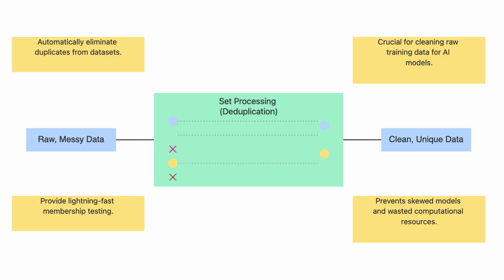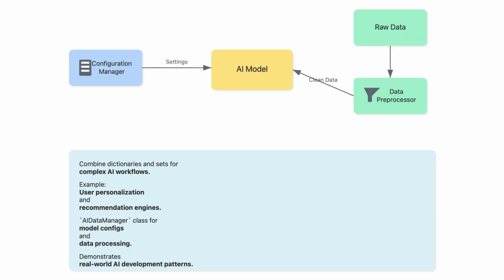By using sets, you ensure your model sees a diverse and unique set of examples, leading to better learning outcomes. Ultimately, leveraging sets prevents skewed models that might be biased by repeated data and wasted computational resources during training. It's a simple yet powerful tool for optimizing your AI pipelines. This is where the real magic happens.